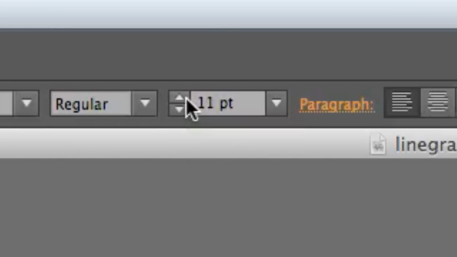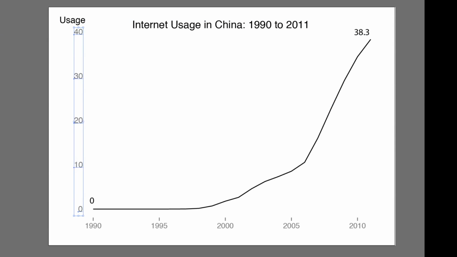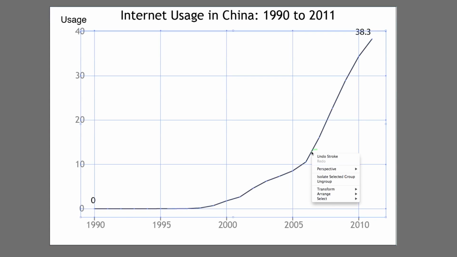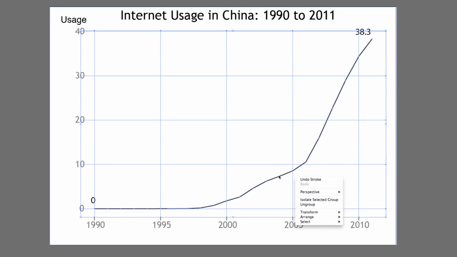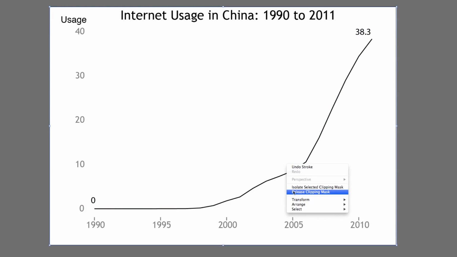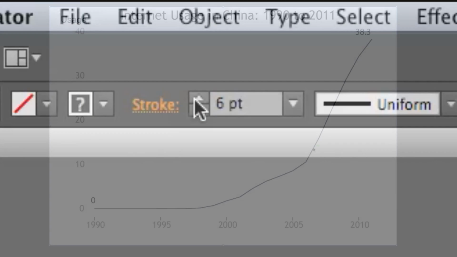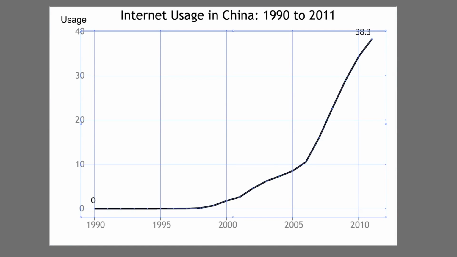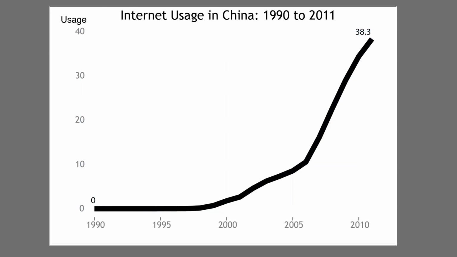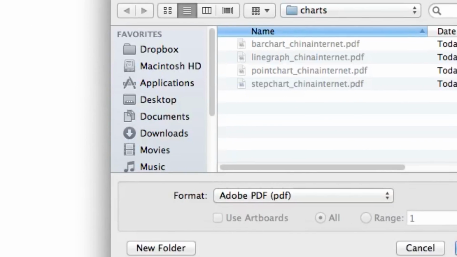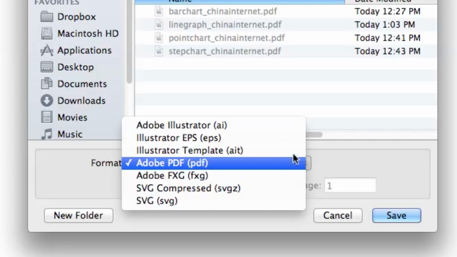And you may want to change the font size for the values. Let's say we want to make the stroke of this line thicker. To do that, we select the black arrow. We click on the area around the line, right mouse click, and say release clipping mask. This will allow us direct access right to this line. And you'll notice on the top of the screen here, I have the ability to set the weight of the stroke. And there you have it, a nicely refined chart in Illustrator. You can save it as an Illustrator file, or you can export it as a PDF.